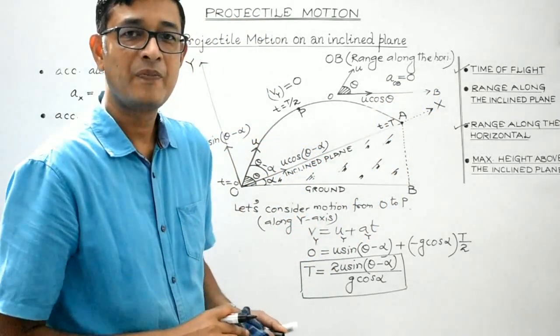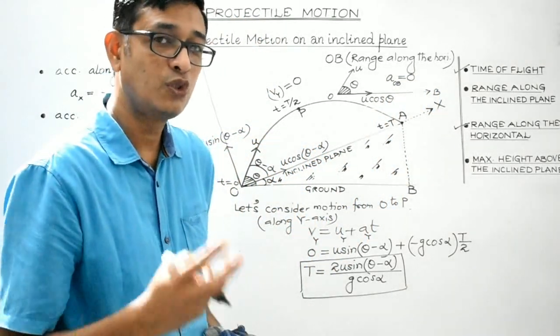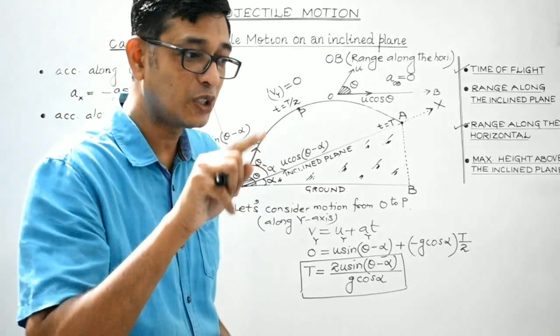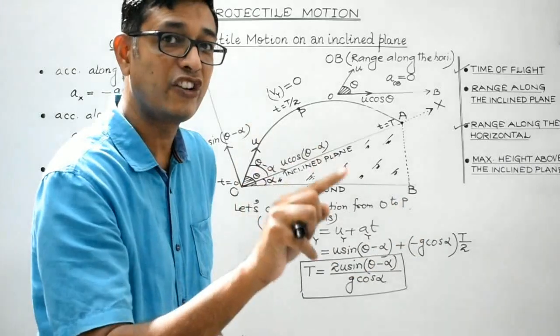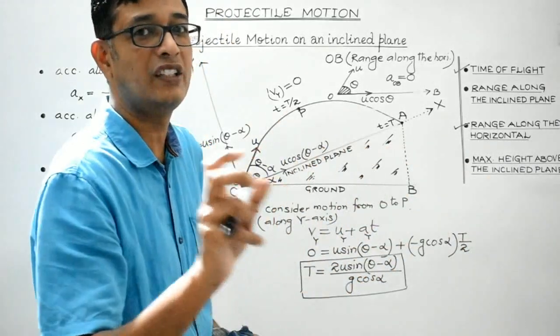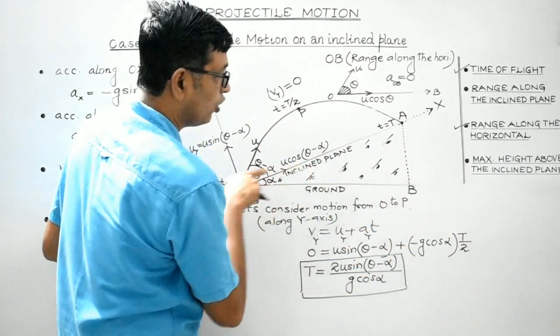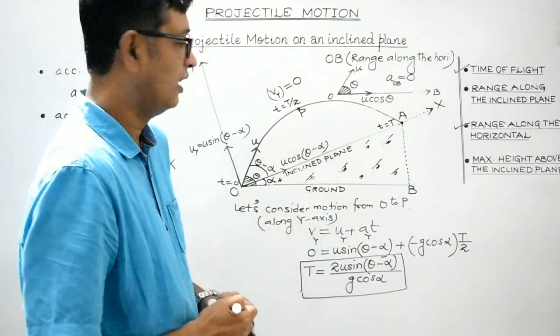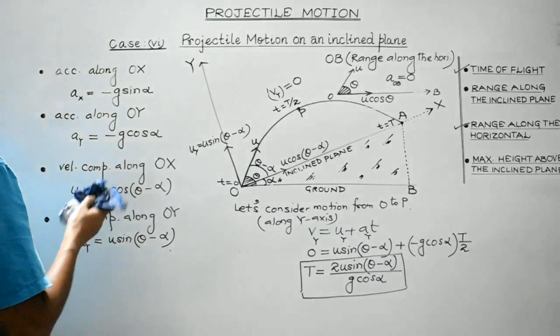Remember always, projectile motion possesses two types of motion, horizontal and vertical. Horizontal motion, if it is parallel to the ground, then the acceleration along the ground is always 0. So OB is along the ground. So acceleration along OB is 0, right? So let's try to find its expression then.